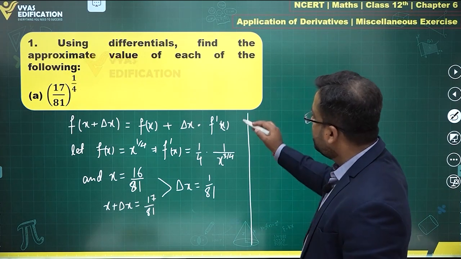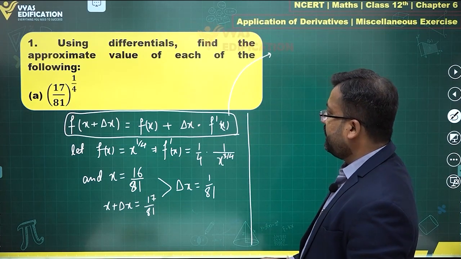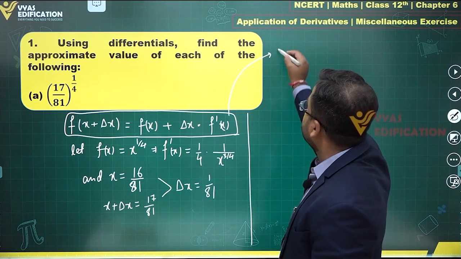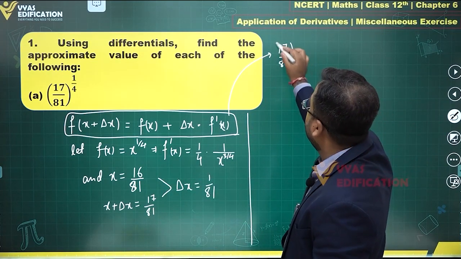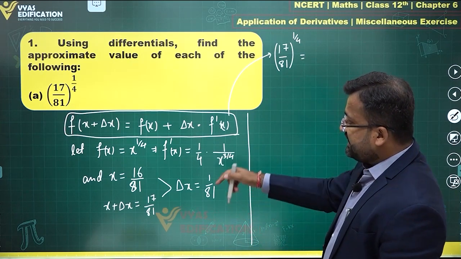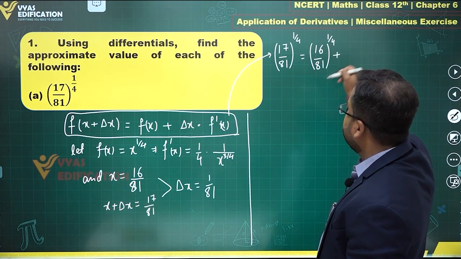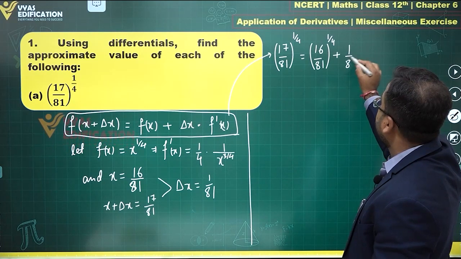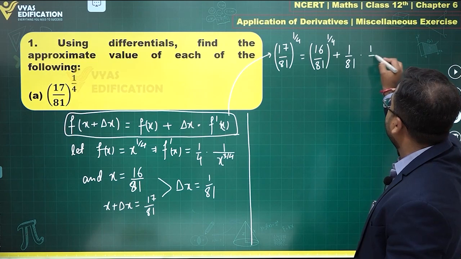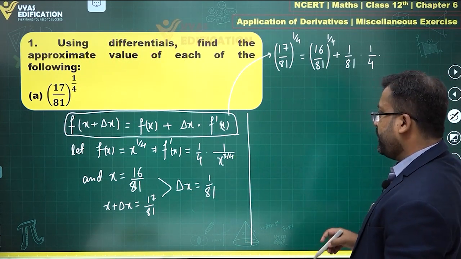Using this formula, let's substitute the values that we have written over here and see where that takes us. f of x plus delta x will be f of 17 by 81 power 1 by 4, is approximately equal to f of x, which is 16 upon 81 power 1 by 4, plus delta x, which is 1 upon 81, times f prime x, which is 1 by 4 times 1 upon x power 3 by 4, which is 16 upon 81 power 3 by 4.